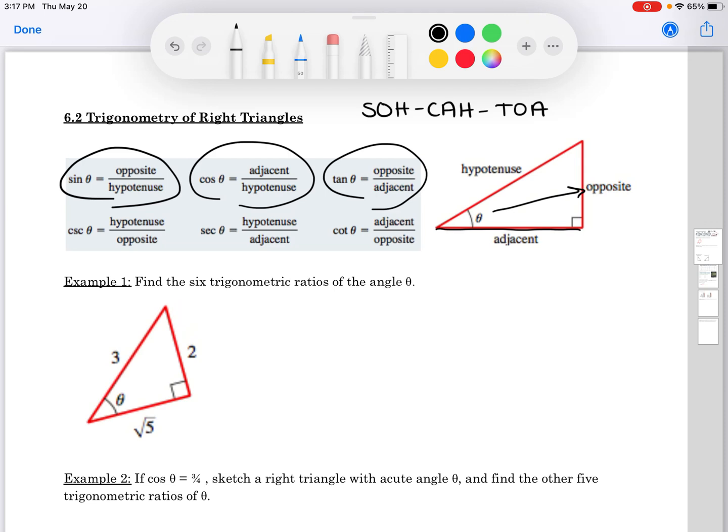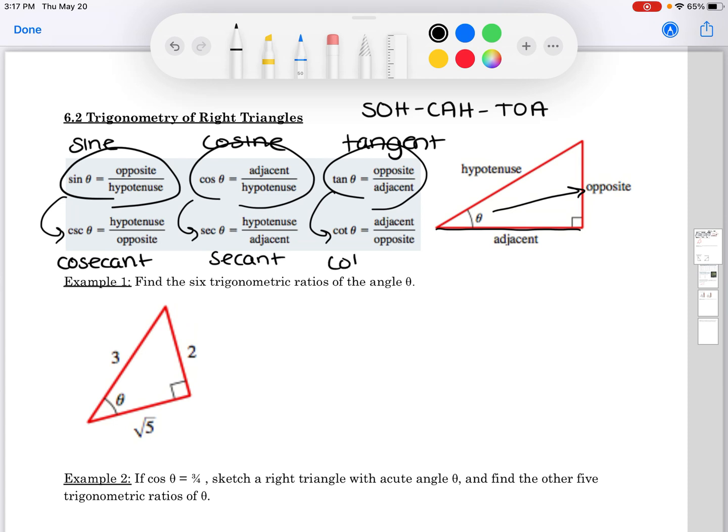Now, we also have three other trigonometric ratios, and these three ratios are the inverses. If you notice, it's just the reciprocal. So the reciprocal of sine is cosecant. The reciprocal of cosine is secant, and the reciprocal of tangent is cotangent. So we have sine, cosine, tangent, and these abbreviations are really just to shorten them up. Cosecant, secant, and cotangent.